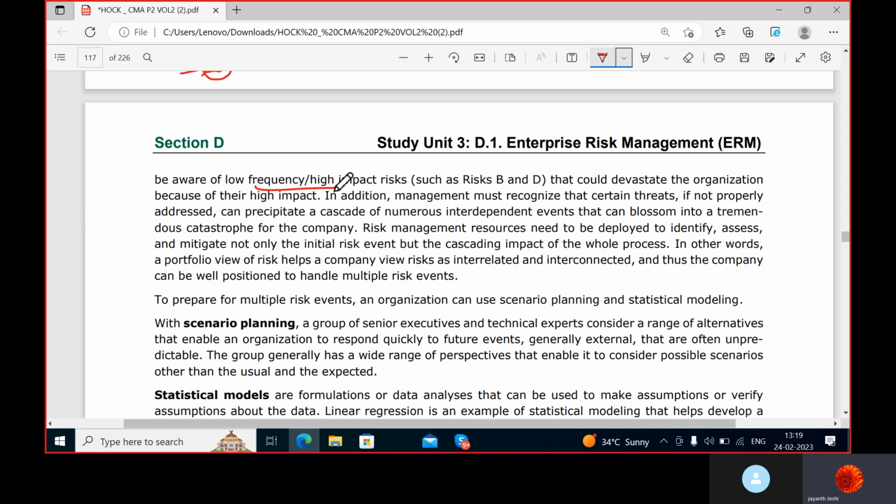So that's what they're saying: it is not that you put all your efforts into the very dangerous ones and try to resolve only them. You cannot ignore the less risky and less frequently occurring ones. You cannot afford to do that, because they could devastate the organization. Sometimes these kinds of risks can also have a very bad impact on the organization.